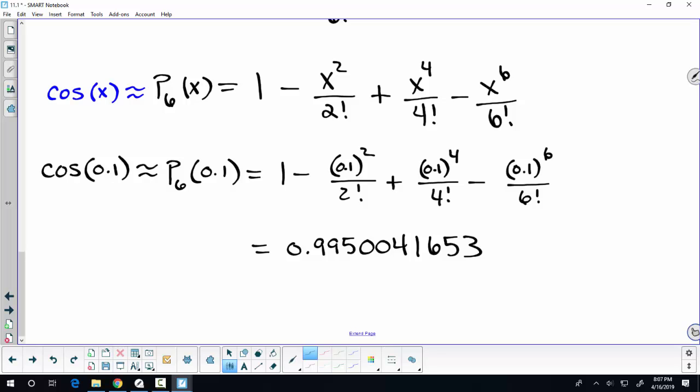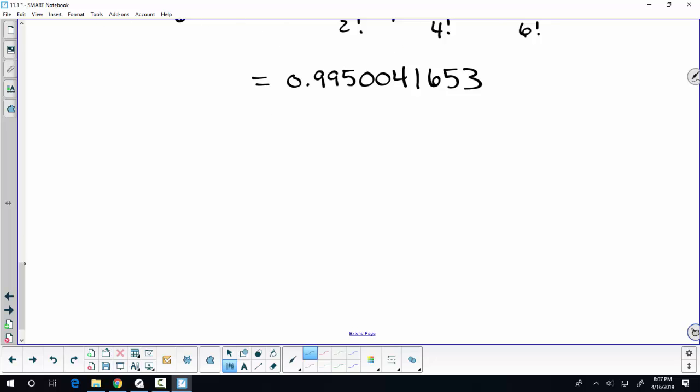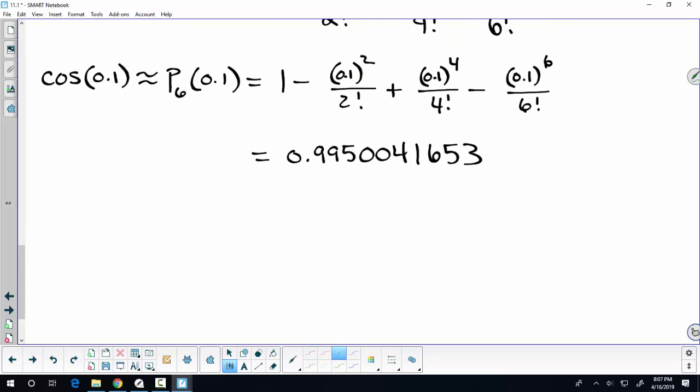Let's write out the actual value just to compare, to have something to reference. How do we enter the factorial? Do you have a factorial button somewhere, maybe in the math menu? Not sure. Every calculator is a little different. If you don't have a factorial button, just type divided by 2 times 1, divided by 4 times 3 times 2, divided by 6 times 5 times 4 times 3 times 2. You just have the long factorial.